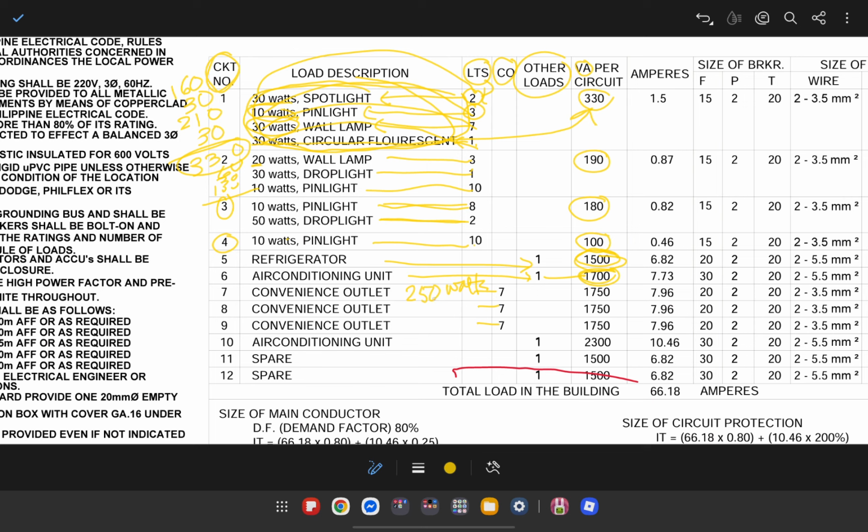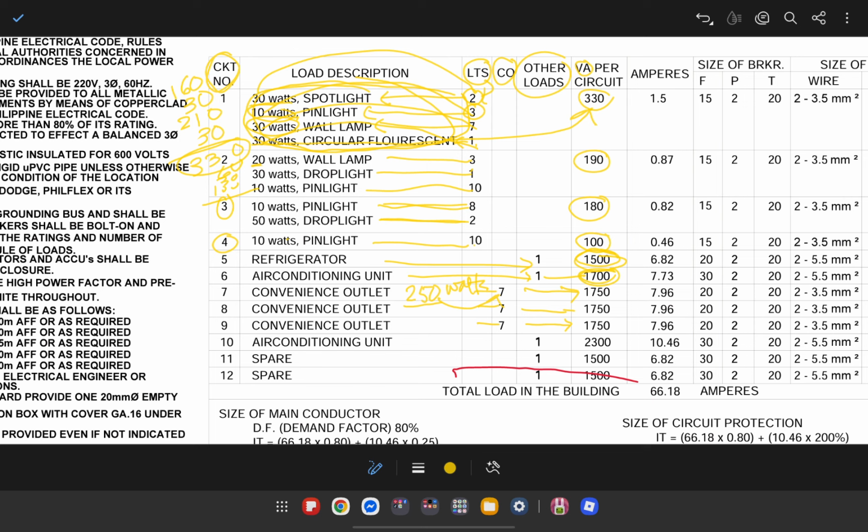So again, going back there, since it's 250 watts per outlet, you just basically multiply it by 7, which gives you 1750 watts for each circuit. Since they're all equally distributed or equally placed in a circuit, it means they're all the same.